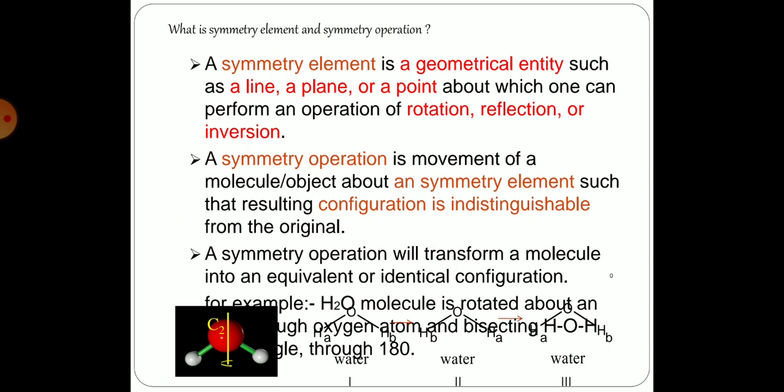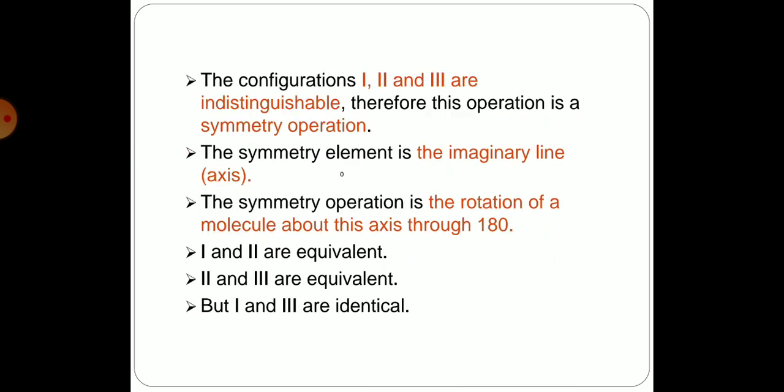You can see here the example of the H2O molecule. If you rotate it by 180 degrees on the C2 axis, okay, you will find the original molecule by rotating it by 180 degrees two times. So here we use the C2 axis for this kind of molecule. Okay, so in a Bohr diagram, the first, second, and third configurations are indistinguishable. Therefore, this operation is a symmetry operation.